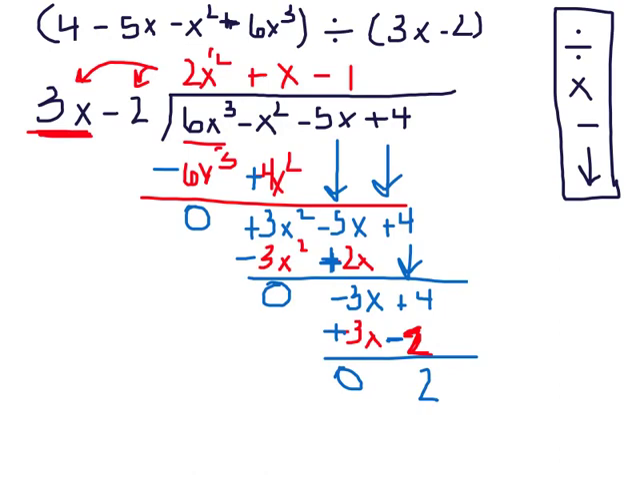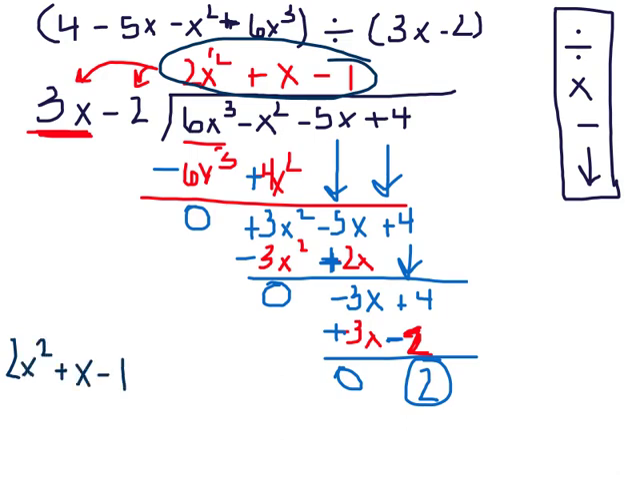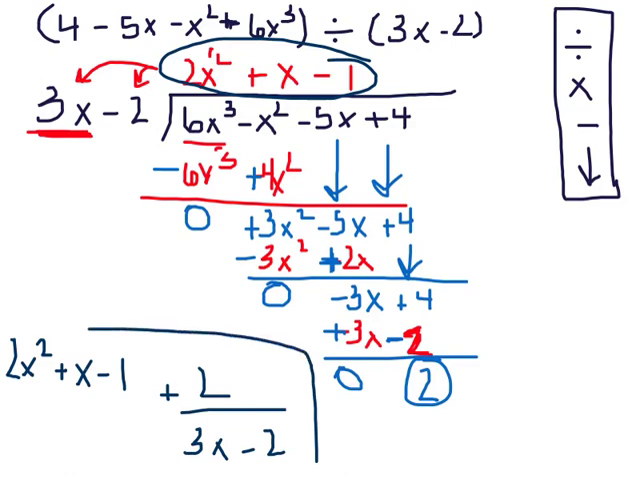Can 3x go into 2? The answer is no, because there's no x to divide into, so that 2 would be our remainder. We're actually done with the division now. The only thing we need to do is write our answer out. So our final answer will be this part right here, the 2x squared plus x minus 1. And then I have a remainder of 2, so I'm going to go plus 2 over whatever the divisor was. And there is the final answer.